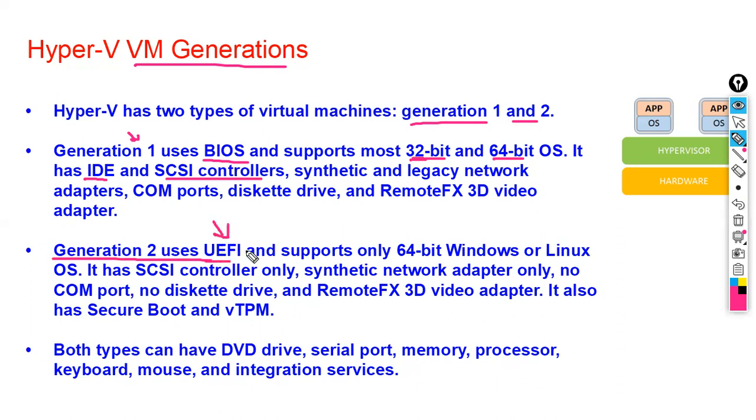It uses UEFI and supports only 64-bit Windows and Linux operating systems. It has SCSI controller only, synthetic network adapter only, no COM port, no diskette drive, and no RemoteFX 3D video adapter. It also has secure boot and vTPM. Again, we will discuss these components in our next slide. Just remember these points: generation 1 uses BIOS and we can install 32-bit and 64-bit operating systems. Generation 2 uses UEFI and supports only 64-bit operating systems. Both types can have DVD drive, serial port, memory, processor, keyboard, mouse, and integrated services.